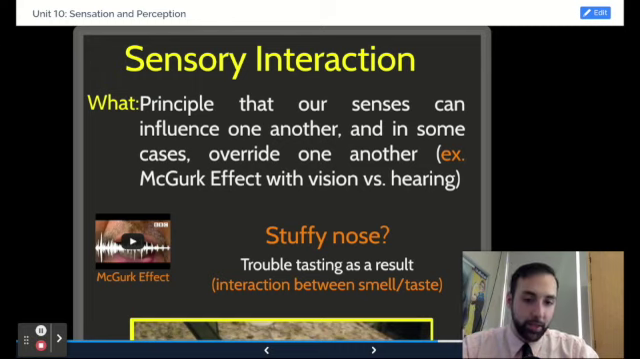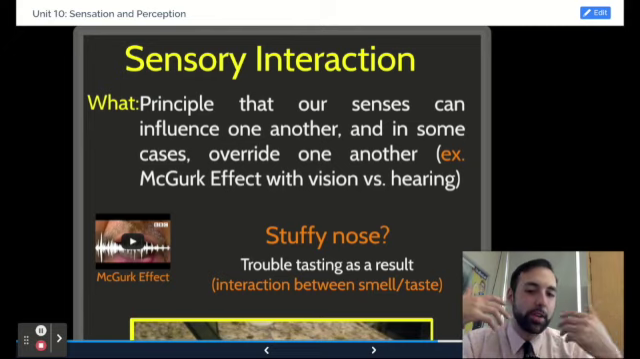This happens with other things too. An example the College Board most commonly cites on the AP exam is the interaction between smell and taste. If you have a runny nose and you can't smell anything, ever notice how food doesn't taste like anything? You're like, what's wrong with that? My tongue is fine. My taste buds are fine. Why don't I taste anything?